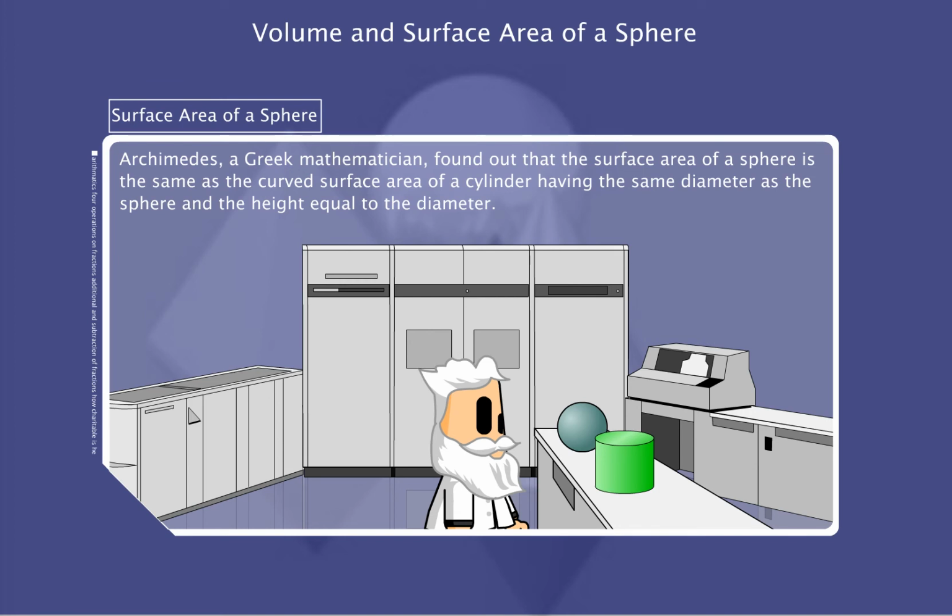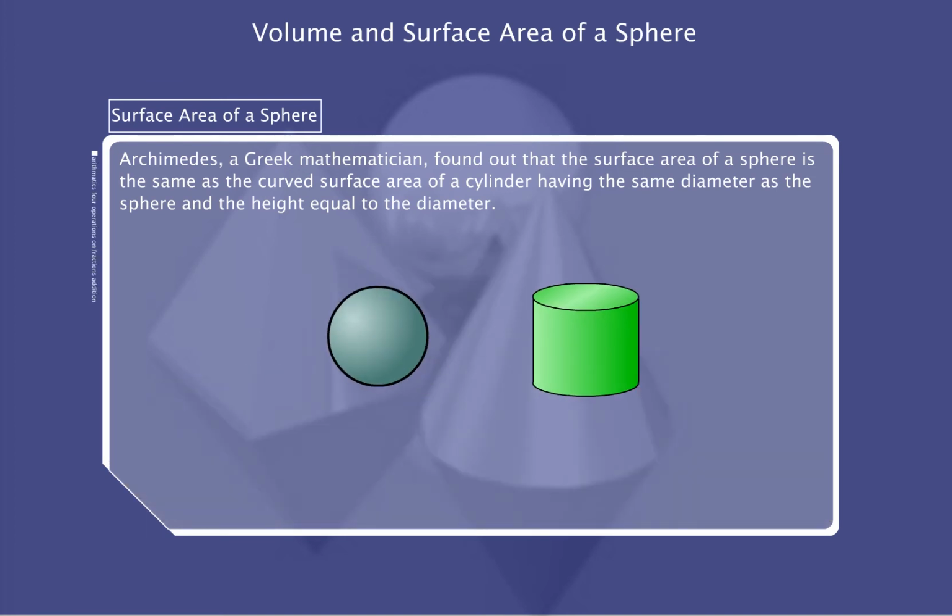Archimedes, a Greek mathematician, found out that the surface area of a sphere is the same as the curved surface area of a cylinder having the same diameter as the sphere and the height equal to the diameter.